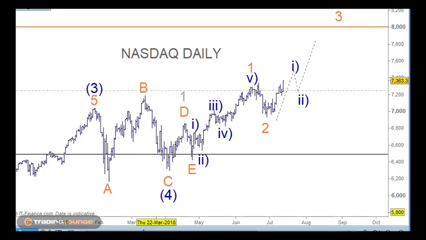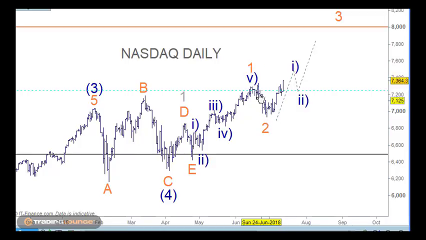So that's one count. The other count that needs to be pointed out is that wave 4 could be in this space here. It's probably not the case, but an A and a B and a C here. And then this move up here would be wave 1, which would be in orange, and then wave 2 here. And then this one becomes wave 3, and this one becomes wave 4, and then we're going up for wave 5 here. So I don't think that's the case, but it's possible.